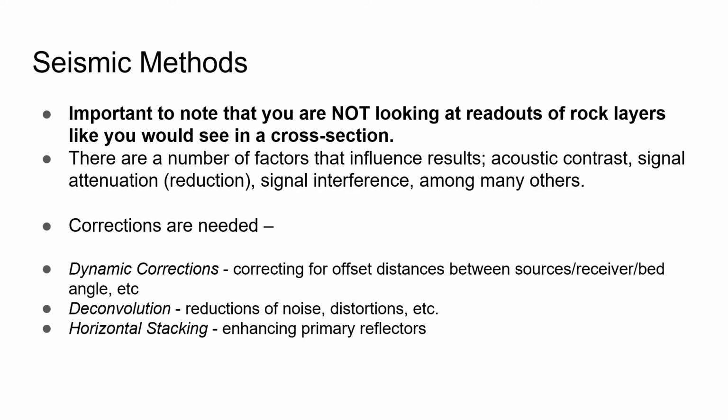There's also what we call dynamic corrections. These are going to correct for offset in the distance between that source, the receiver, the angle of the bed, again, if your units aren't perfectly horizontal. What we call deconvolution is reducing noise and distortion that might happen from environmental factors. And what we also call horizontal stacking, which is you're taking those primary reflectors and you're enhancing them so you can see them much more clearly. So there's a lot of corrections.